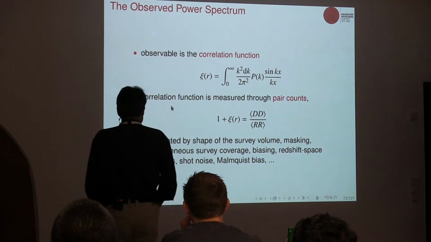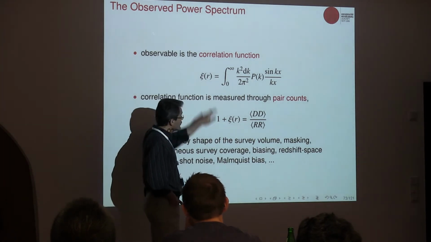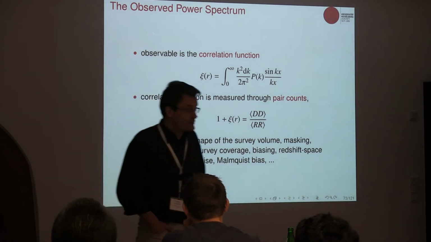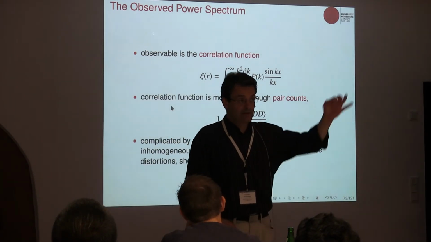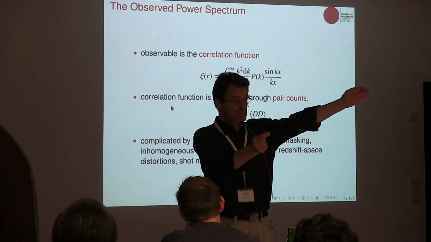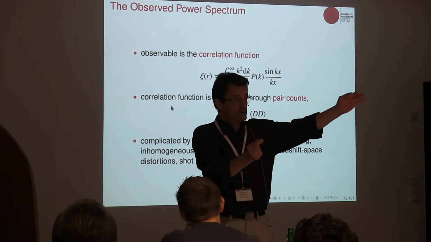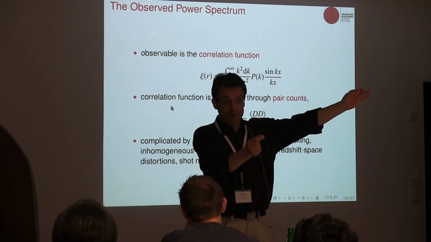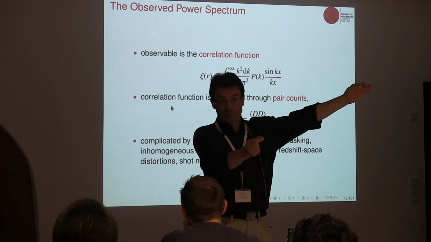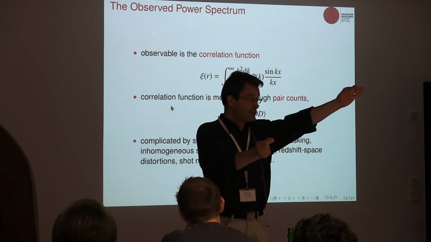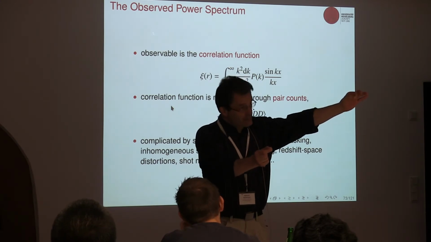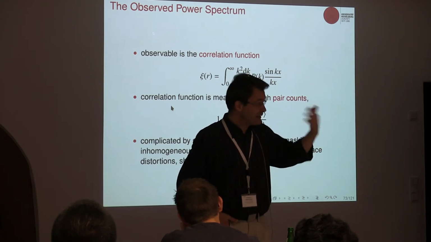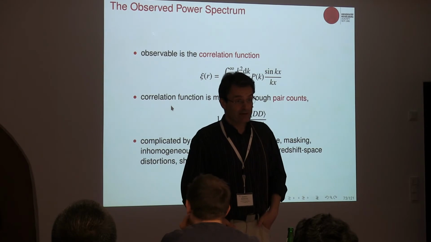Nonetheless, suppose we can do this, then what we can measure is a correlation function. What is a correlation function? This tells you by how much more probable it is to find a galaxy here if you know another galaxy is here, compared to the Poisson probability. Poisson would just tell you, okay, the probability of finding a galaxy here and a galaxy there is proportional to the density of galaxies squared. If it's correlated, it's the density of galaxies squared times 1 plus the correlation function. It's the enhancement of probability of finding neighboring galaxies.